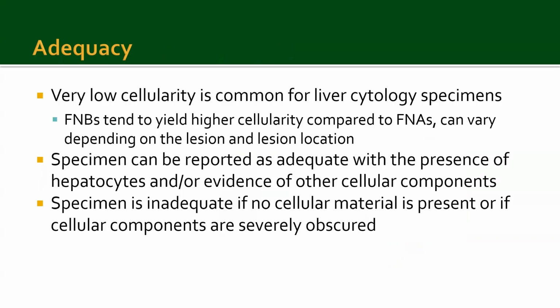Okay. For adequacy, very low cellularity is common for liver cytology specimens. Fine needle biopsies, or FNBs, tend to yield higher cellularity compared to fine needle aspirations, or FNAs, but this can vary depending on the lesion as well as the actual location of the lesion. The specimen can be reported as adequate with the presence of hepatocytes and/or evidence of other cellular material, and the specimen is considered inadequate if there is no cellular material present or if cellular components are severely obscured, such as blood or severe inflammation, things like that.